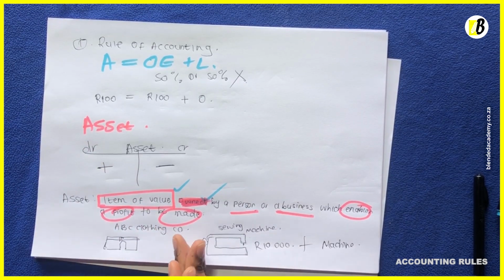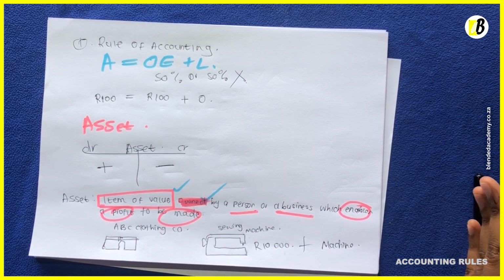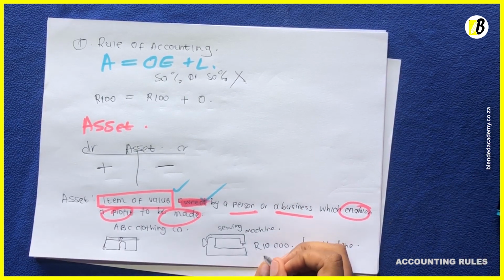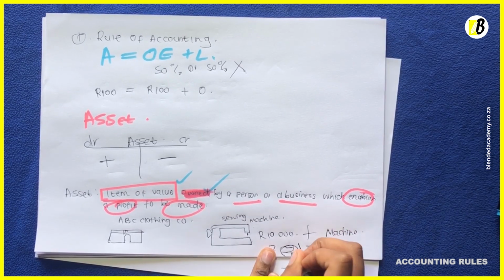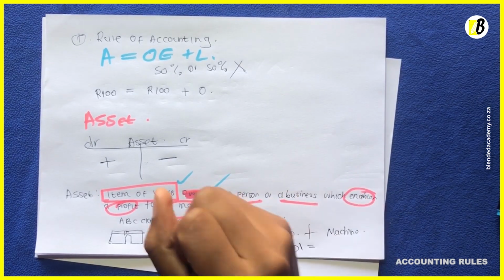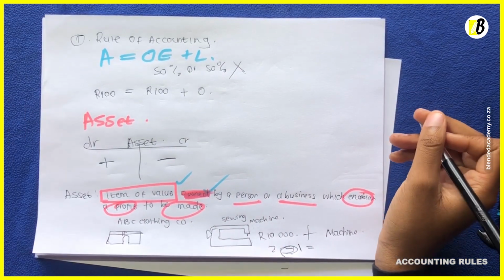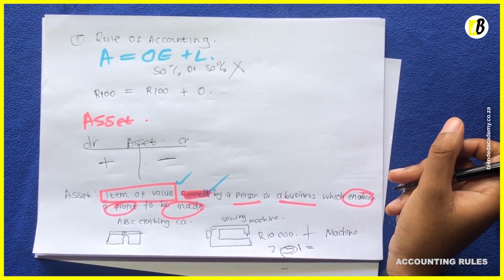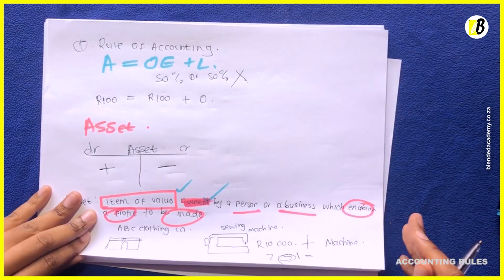However, if ABC decided at a later stage to sell one of its machines, which means that out of the two machines that ABC had, it has decided to sell one, now the machines have decreased. Therefore, if we are making a sale of an asset, it's going to decrease on our credit side. So this is how this rule of accounting applies. Whenever you get a transaction, you have to think of it in this way. You need to make it a practical example.